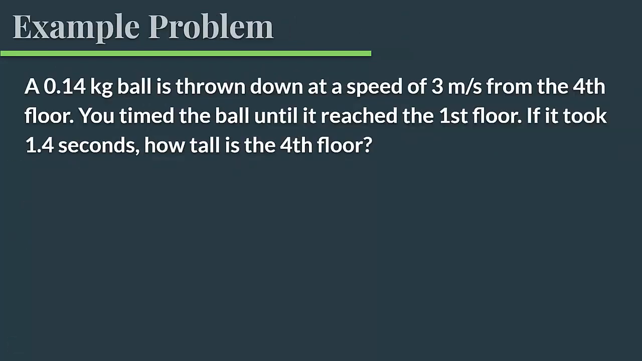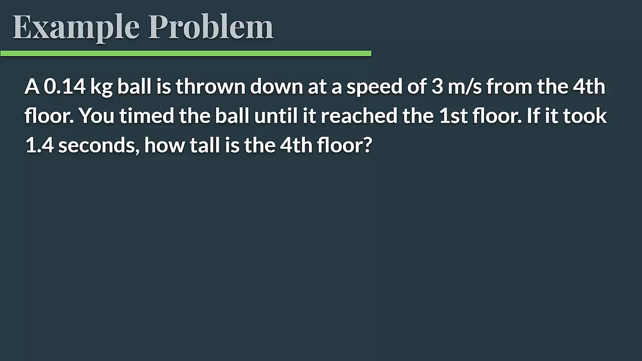Let's do an example problem. This one says, a 0.14 kilogram ball is thrown down at a speed of 3 meters per second from the 4th floor. You time the ball until it reaches the 1st floor. If it took 1.4 seconds, how tall is the 4th floor? So this is going to be the same process that we went through in the last unit with kinematics problems. And you're going to go through the same steps.